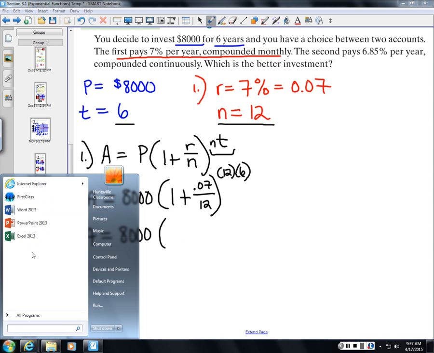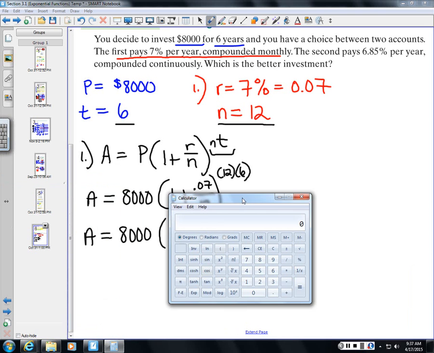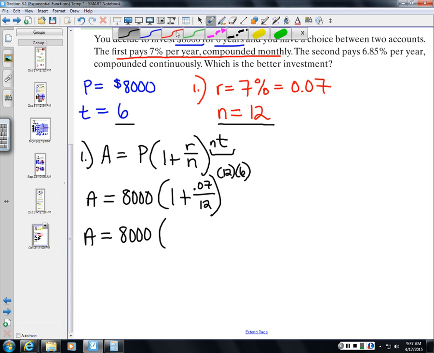Inside the parentheses also, to show you how to apply this on your calculator, if you do 1 plus 0.07 over and then divide that by 12, you're probably going to get the wrong answer. Inside the parentheses, you still have to follow the order of operations, which means I have to do the division first. So I've got 0.07, divide that by 12, and then we add 1 to that. It gives me 1.005833333. So just inside my parentheses, I got 1.0058, and then I had a 3 repeating.